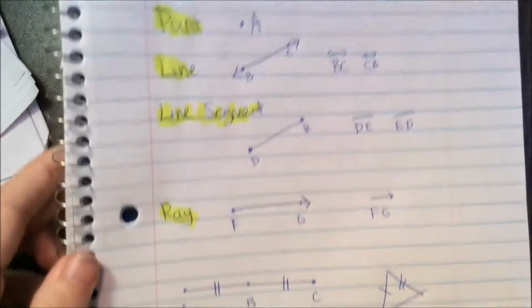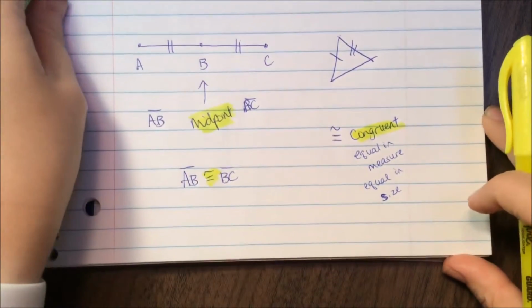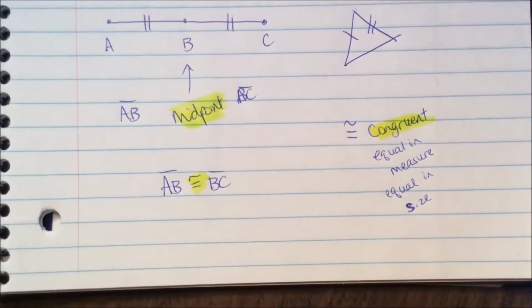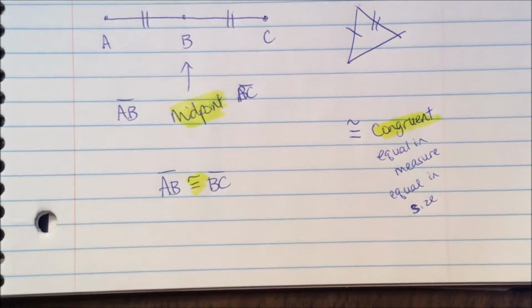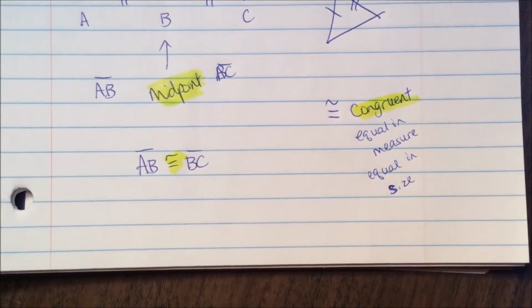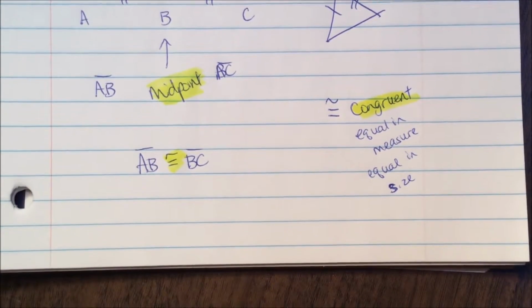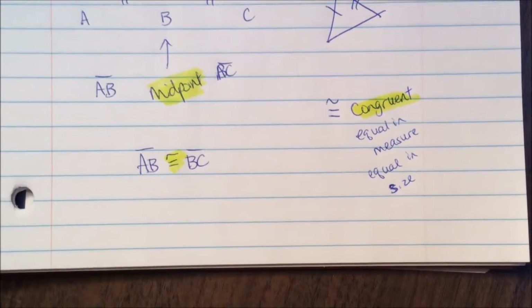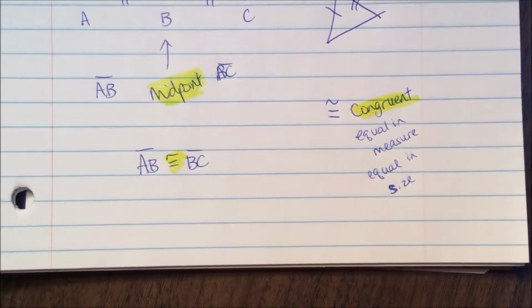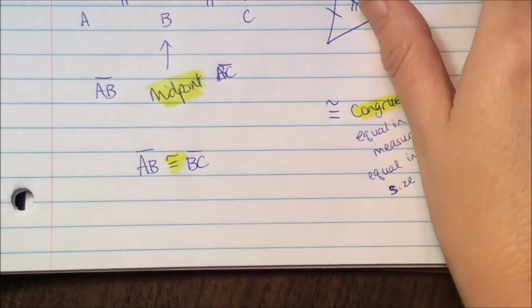Okay, let's keep going here. What else do you need to know to keep going? Of course, angle. Let's go to angle. How to name an angle. A lot of kids have trouble naming angles. Let's just draw one angle.